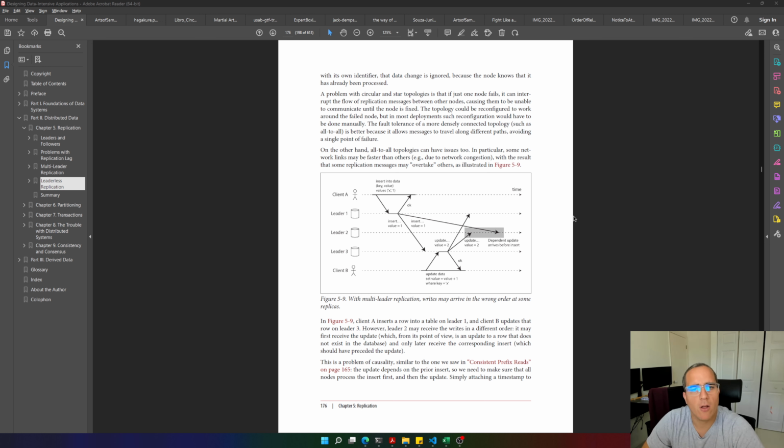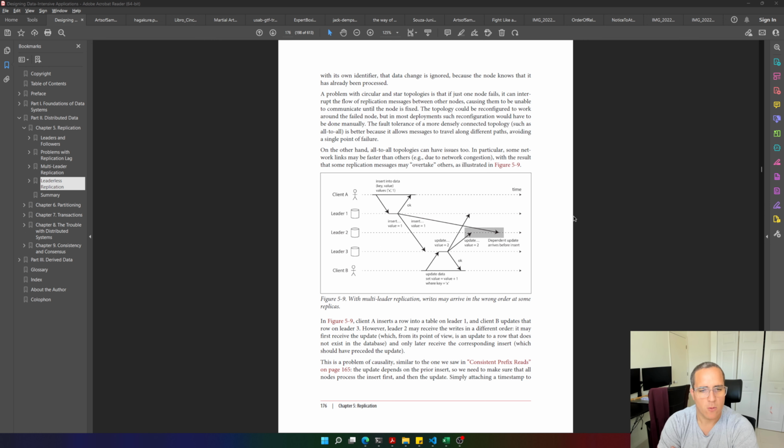On the other hand, all-to-all topologies can have issues too. In particular, some network links may be faster than others due to network congestion, with the result that some replication messages may overtake others, as illustrated in Figure 5.9. In Figure 5.9, client A inserts a row into a table on leader 1, and client B updates that row on leader 3. However, leader 2 may receive the writes in a different order.